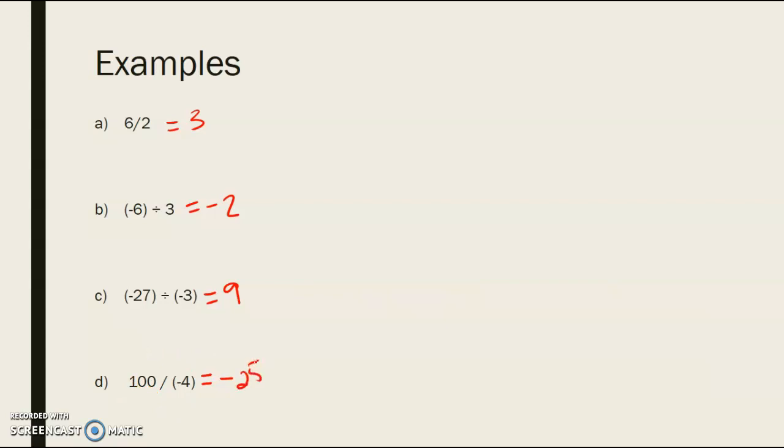So when it comes to multiplying and dividing, same signs, we get a positive answer. Different signs, we get a negative answer. It's as simple as that. Once you get that figured out, other than that, it's just actually doing the multiplication or the division. And that is it.